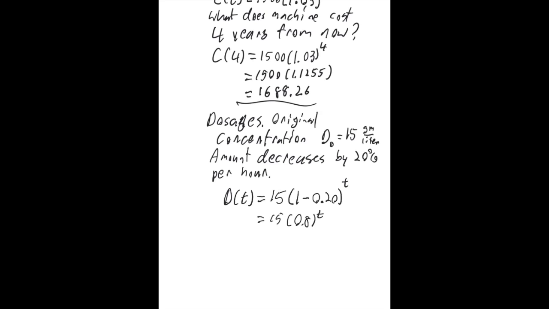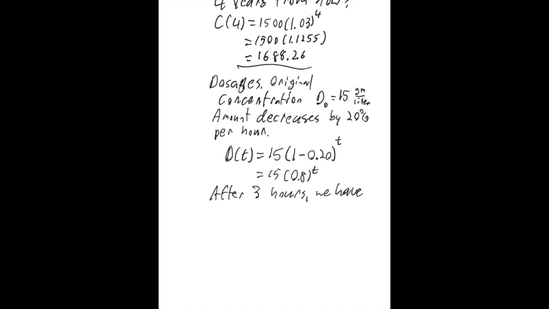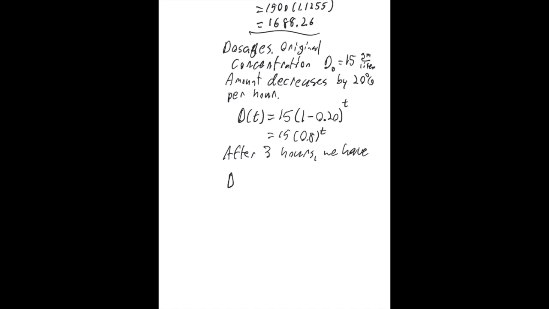So then if we wanted to figure out how much is left after a certain amount of time, we could just put in the time for t. We just want to make sure we use hours as our unit. So let's say after 3 hours, we have d of 3 is 15 times 0.8 to the third.